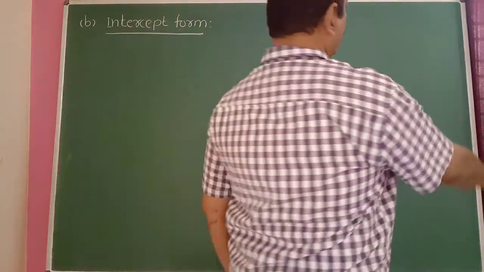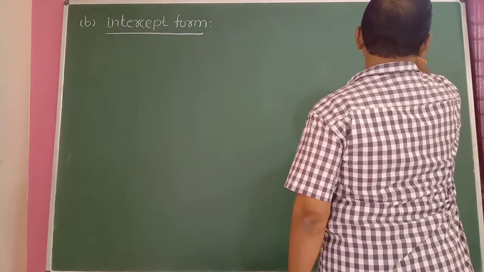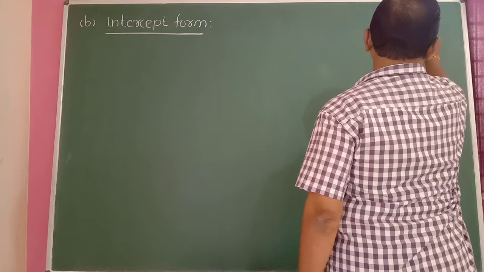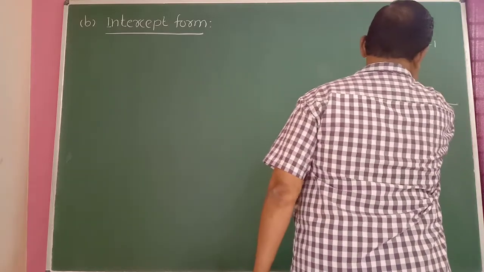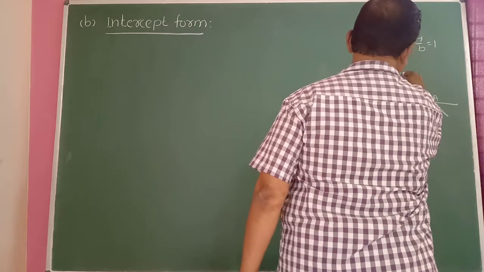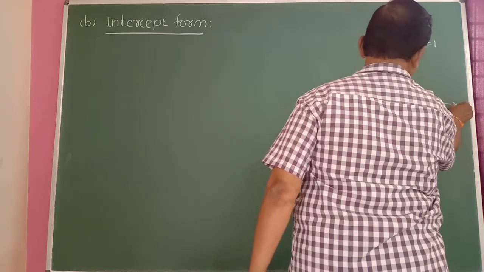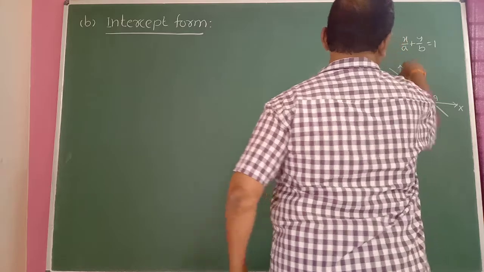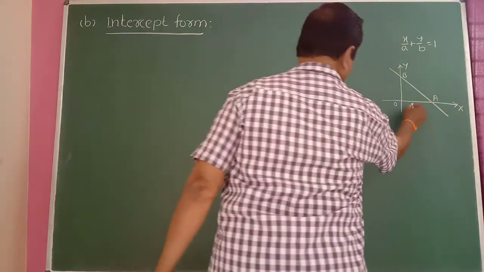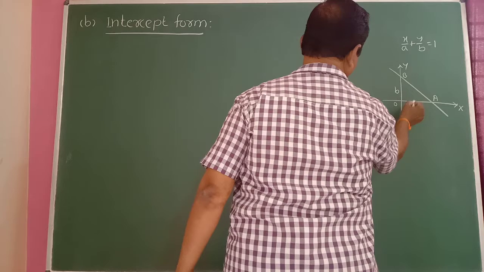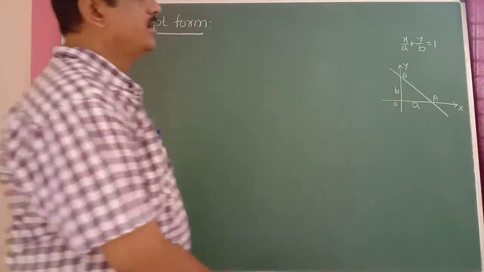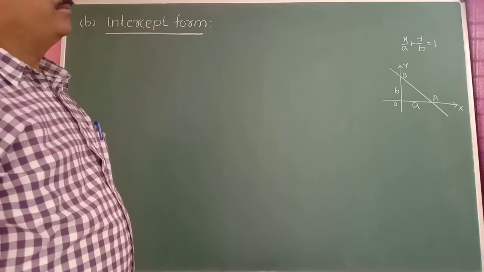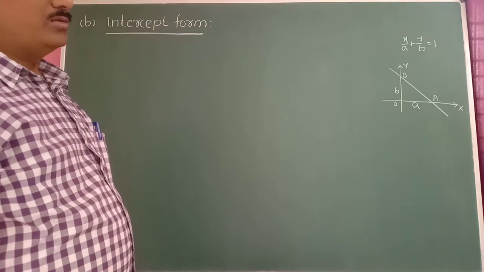Intercept form. You know the equation of the line in intercept form is x upon a plus y upon b is equal to 1. It means the line cuts the x-axis at a and the y-axis at b. This is the x-axis and y-axis. This small a is the x intercept and small b is the y intercept. Therefore, the equation of the line is x upon a plus y upon b is equal to 1.